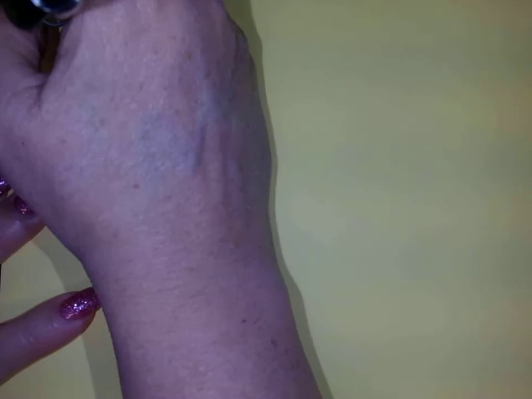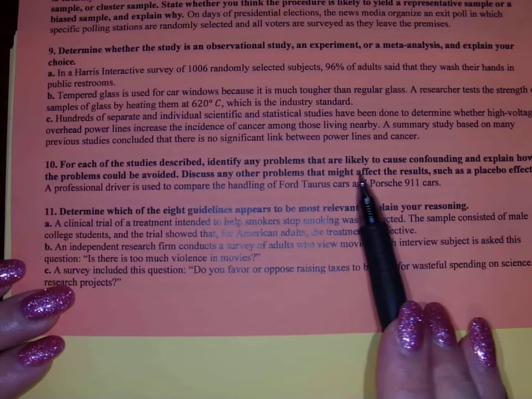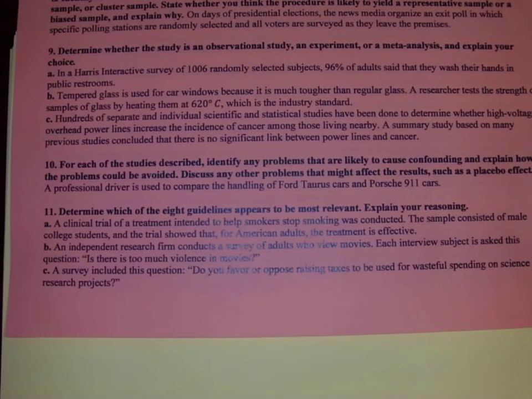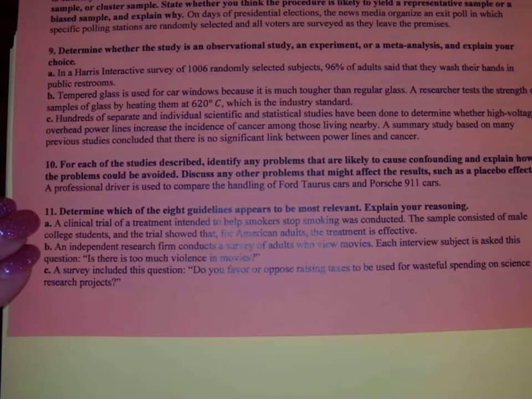All right, we're on to number 10 already. So for number 10, for each of the studies described, identify any problems that are likely to cause confounding and explain how the problems could be avoided, and discuss any other problems that might affect the results, such as a placebo effect. So we have a professional driver used to compare the handling of Ford Taurus cars and Porsche 911 cars. All right, so is confounding possible here?